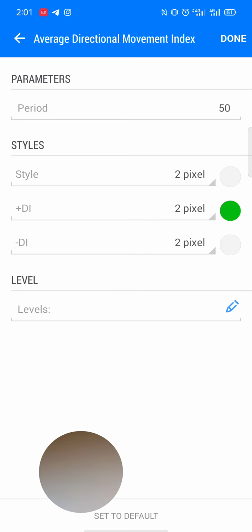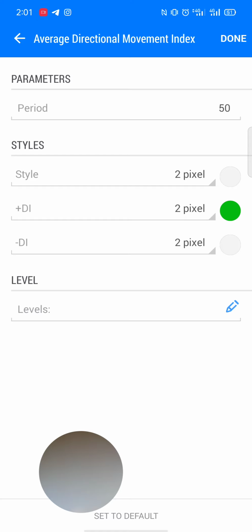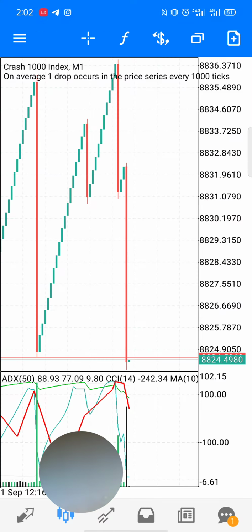You use the color of your screen, just as you can see. I'm using white since it's the color of my screen. I'm also using it for the negative DI. So if you're using a black screen, use black as your negative DI and your style. Then you click done. Guys, we got another spike.